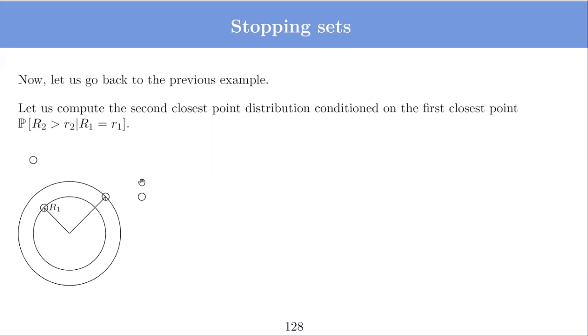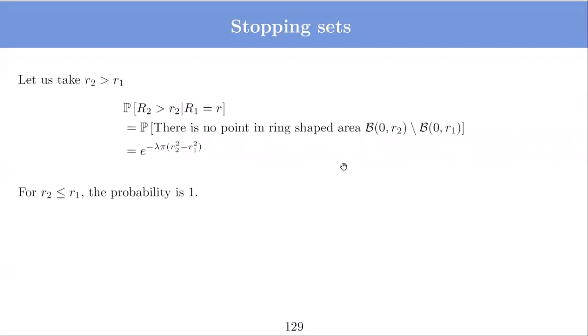So the second point being outside the ball means the second point should be outside this ring. The second point cannot be inside this, that we know. The first closest point of this complement ring should be outside this ball. So the probability will be the same as there being no point in this ring. What is the probability there is no point in this ring? It is e to the power minus lambda times the area of the ring, and the area of the ring is pi times r2 square minus r1 square.